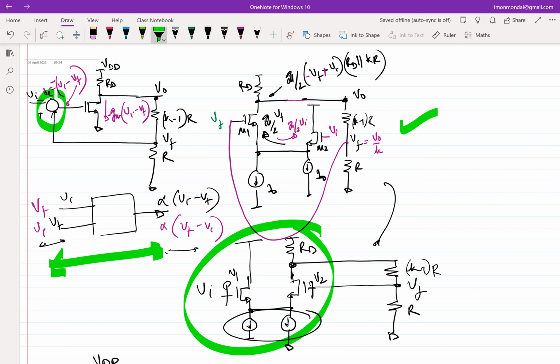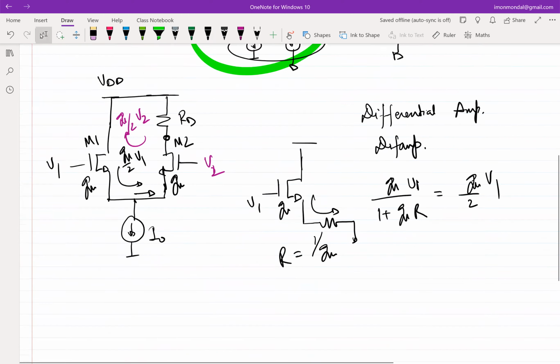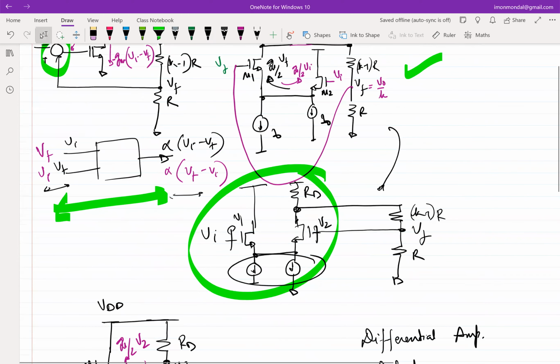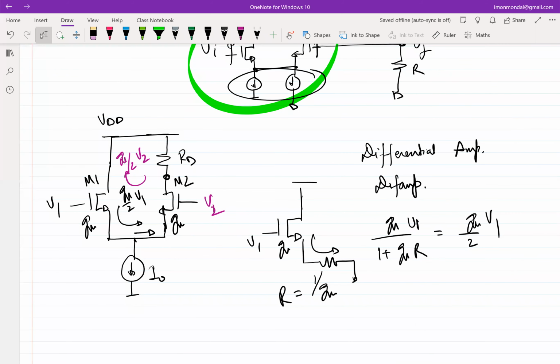Correct. Yeah, so now you can think of this: the circuit on the top, you just flip it. If you flip it, you get the circuit on the bottom. Yes. Which one? GM by 2 what?